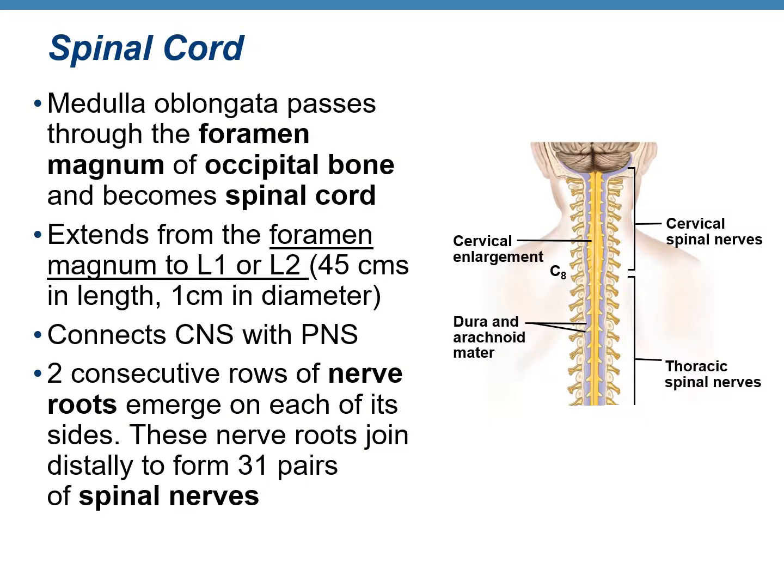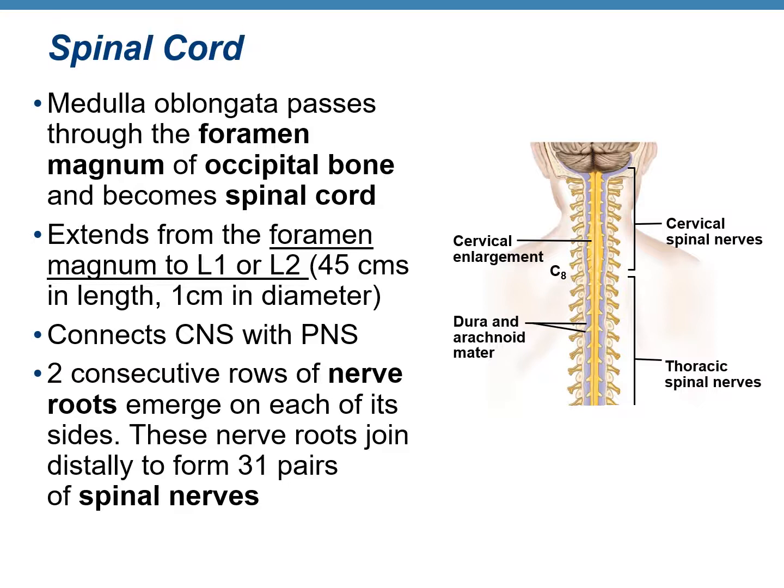We learned about the human brain in the previous lectures and now we are going to learn about the spinal cord. The medulla oblongata, which is the inferior most part of the brain stem, passes through an opening in the occipital bone. That opening is called foramen magnum, and then it continues inferiorly as the spinal cord. It's about 45 centimeters in length, 1 centimeter in diameter, and it goes all the way from foramen magnum to lumbar vertebra number 2. The spinal cord has the job of connecting the brain with the PNS.